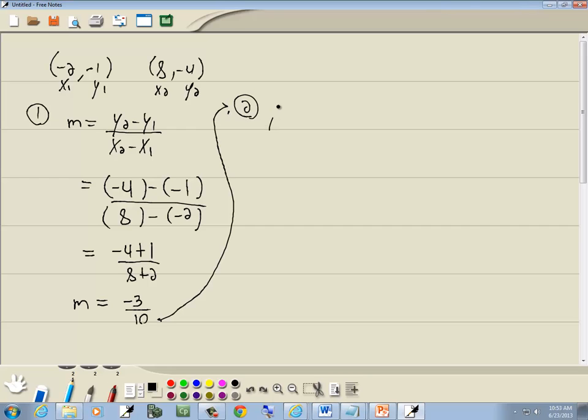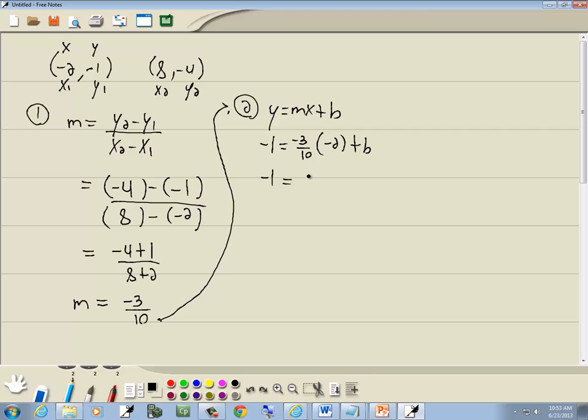Step 2. Plug in the given point for x and y. It doesn't matter which point you pick, whichever one looks easier. I think this one maybe is a little easier. I'll plug -2 in for x, -1 in for y. And m from step 1 we said was -3/10. And x is -2 plus b. And then solve for b.